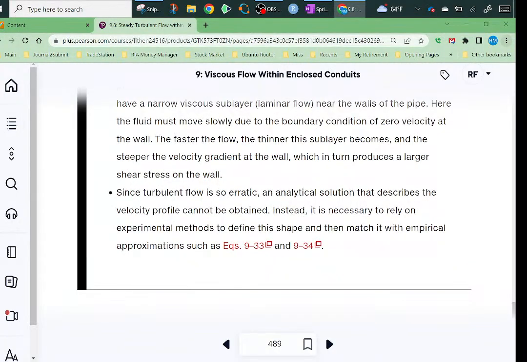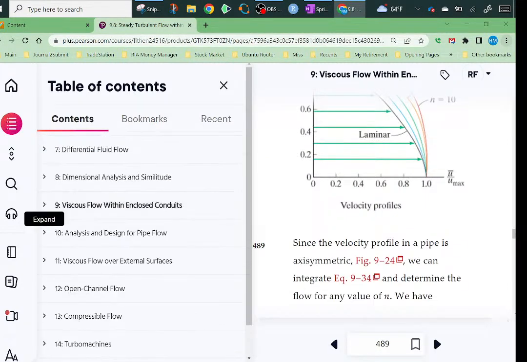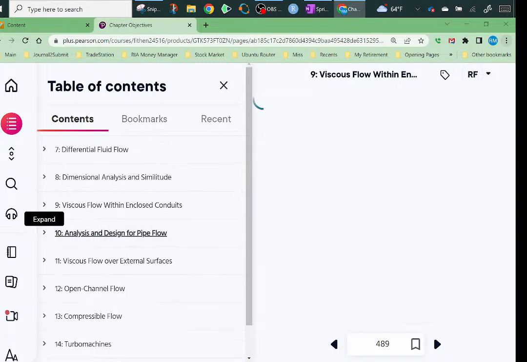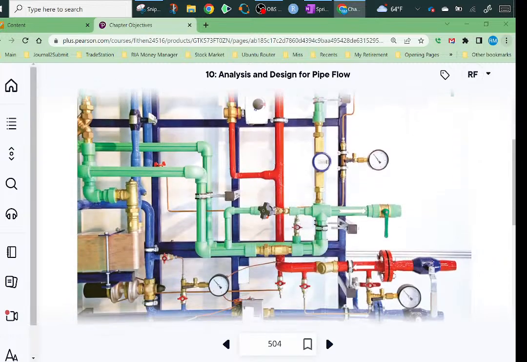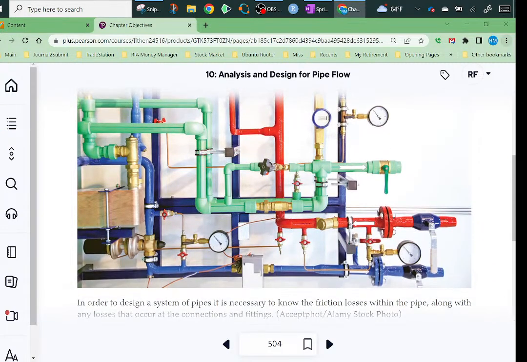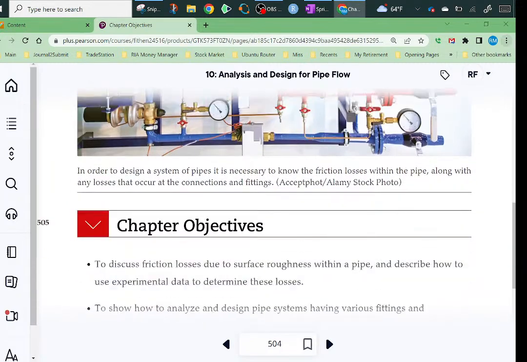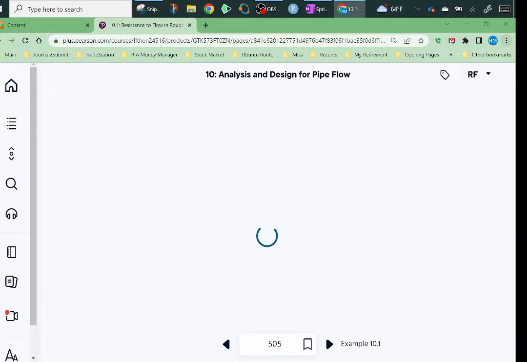So let's hit chapter 10 now, because that's the one where most of the information is, because you want to be able to analyze and design a pipe. So he's got a nice color-coded setup there. Pipes running everywhere, pressure gauges and everything. Essentially, what you want to be able to do is find the pressure drop in any of those, given a certain flow through there.